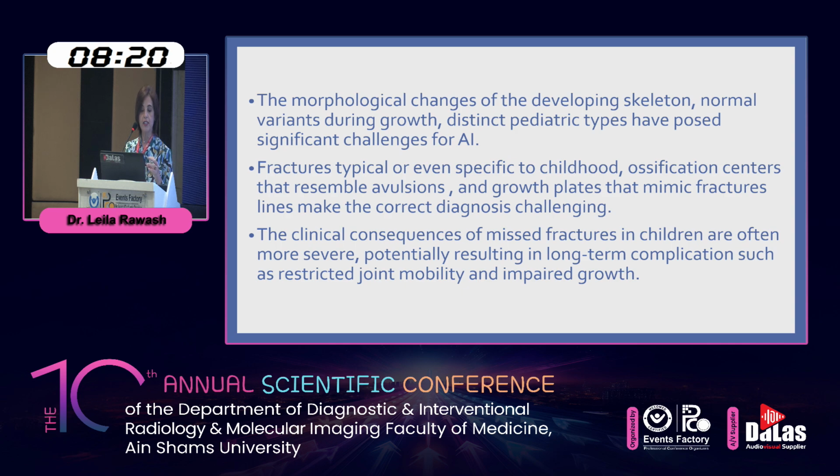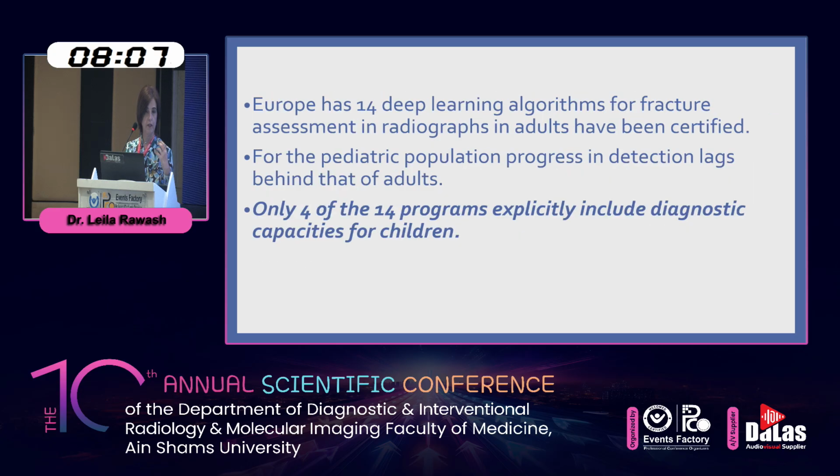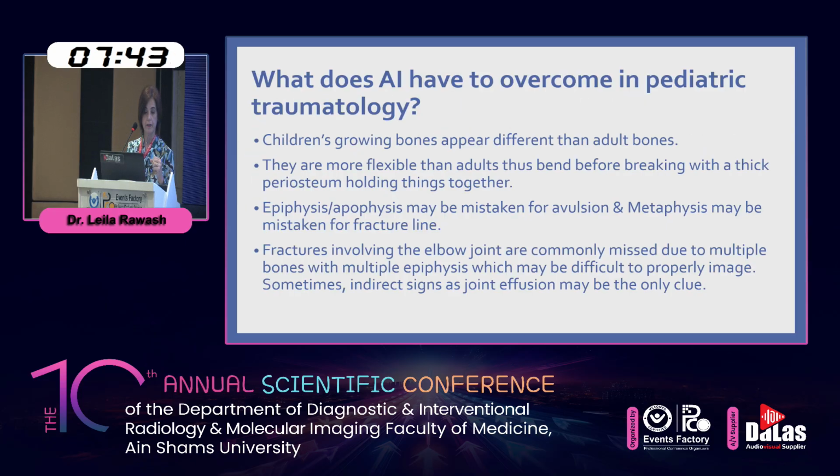And as well, if these fractures are not seen and not diagnosed and not treated properly, it can cause long-term trouble, like shortening of a limb or loss of mobility. In Europe, there are 14 deep learning algorithms for fracture assessment. But out of these 14, only 4 are for children. And it seems like their sample size is not that good.